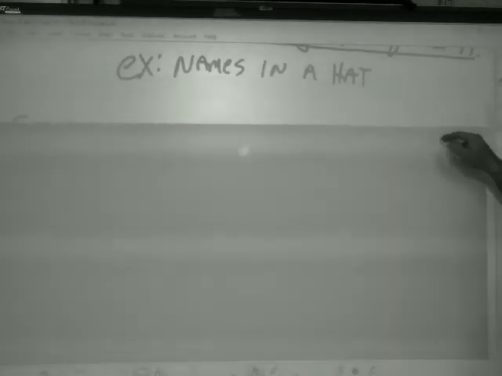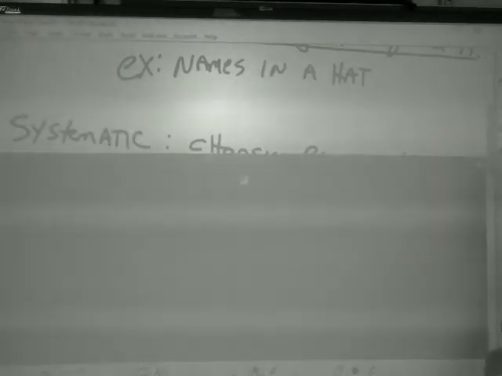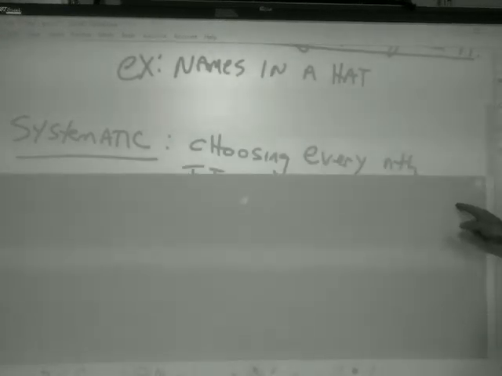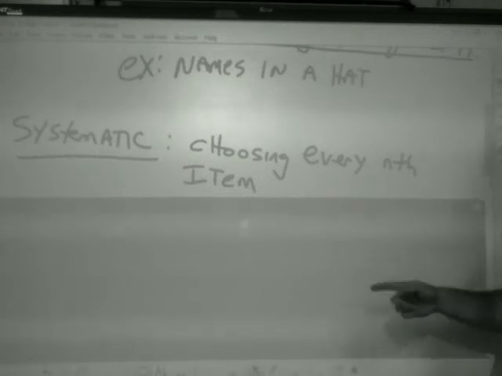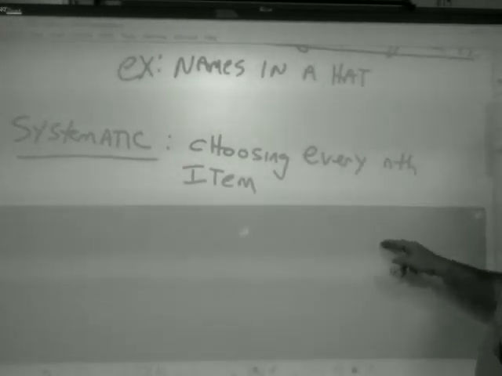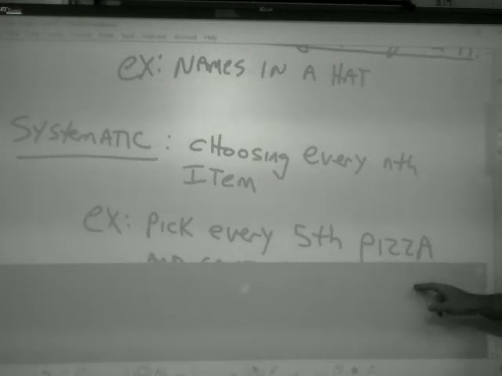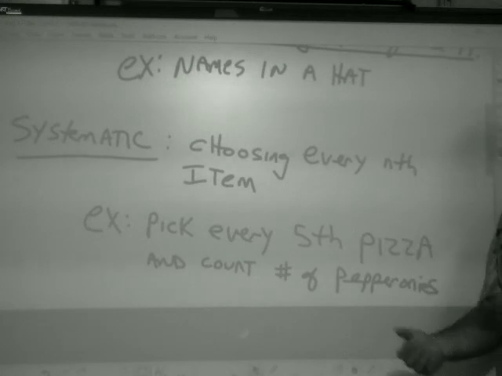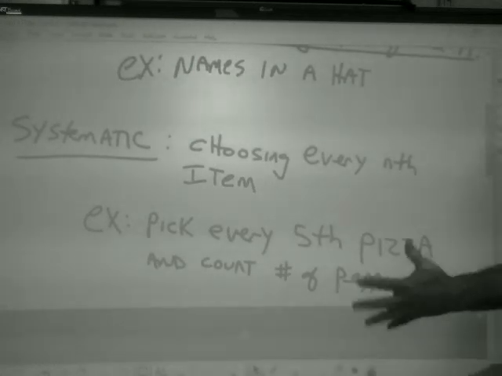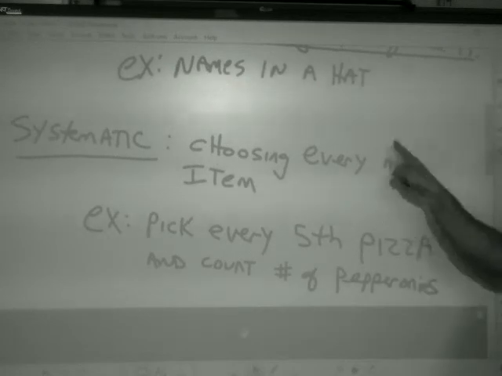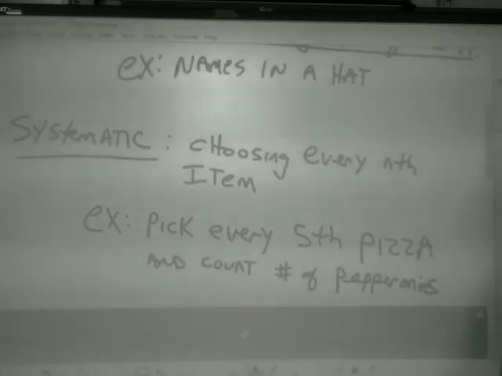The next type of sampling is called systematic. There's a system to it. Choose every nth item, every nth person. You pick the number. So for example, pick every 5th pizza and count the number of pepperoni on it. Pick every 4th person that comes out of the store, every 10th dog that you come to on the sidewalk. Every nth item is a system, systematic.